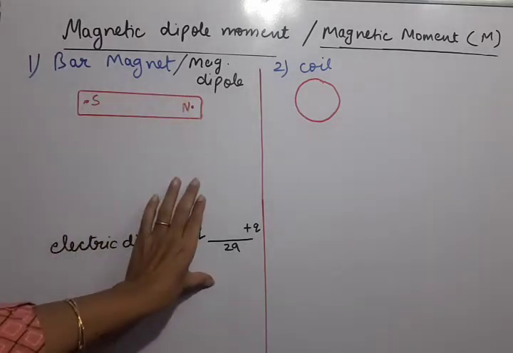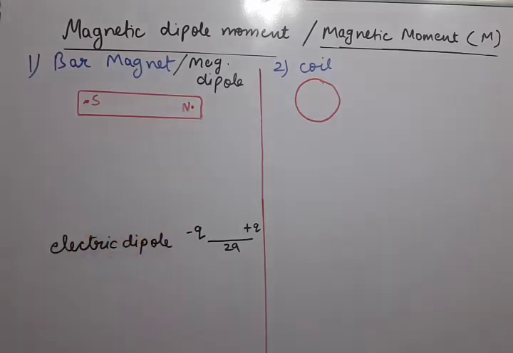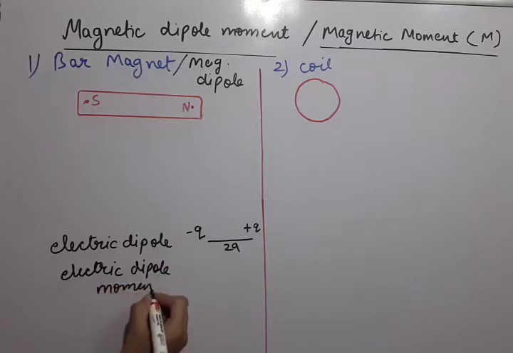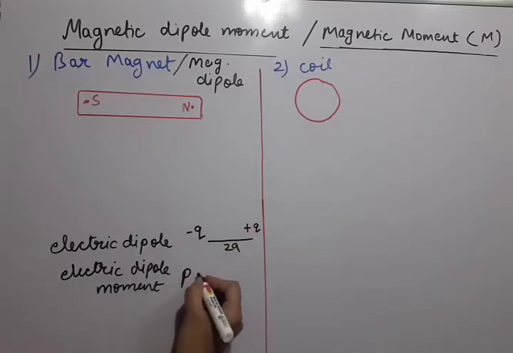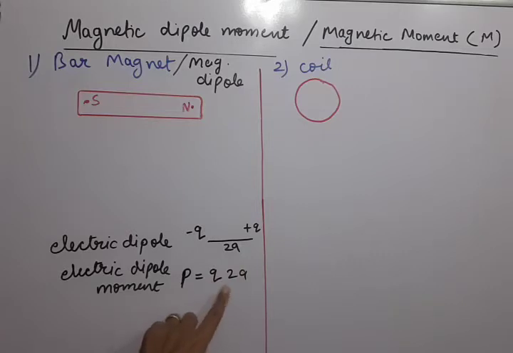Now, how to handle this dipole mathematically in formulas and rules of physics? What is the symbol to handle it? Like in electrostatics, the electric dipole moment, which means the property of the dipole, was denoted by P and its formula was any one charge into the distance. Minus q and plus q are the same, so we only take the magnitude, into the distance between them, 2a.